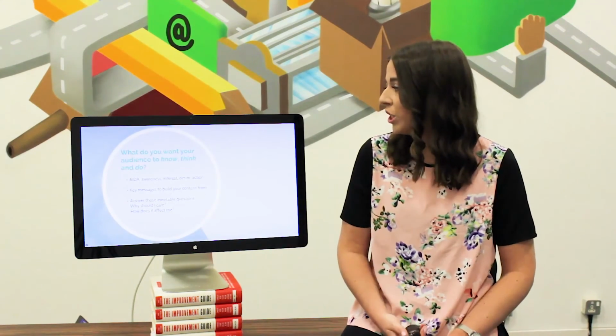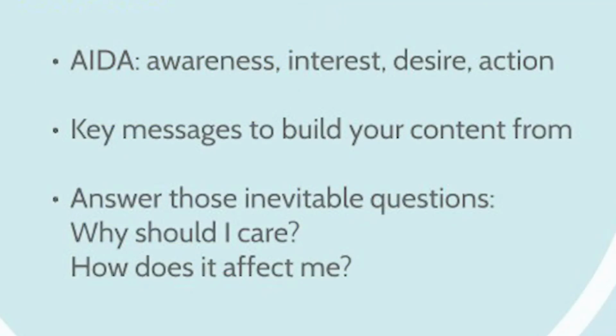So what do you want your audience to know, think and do? All of your messaging should follow the AIDA model: awareness, interest, desire and action, and these should be key messages to build your content from. All your content should answer those key questions: why should I care and how does it affect me?